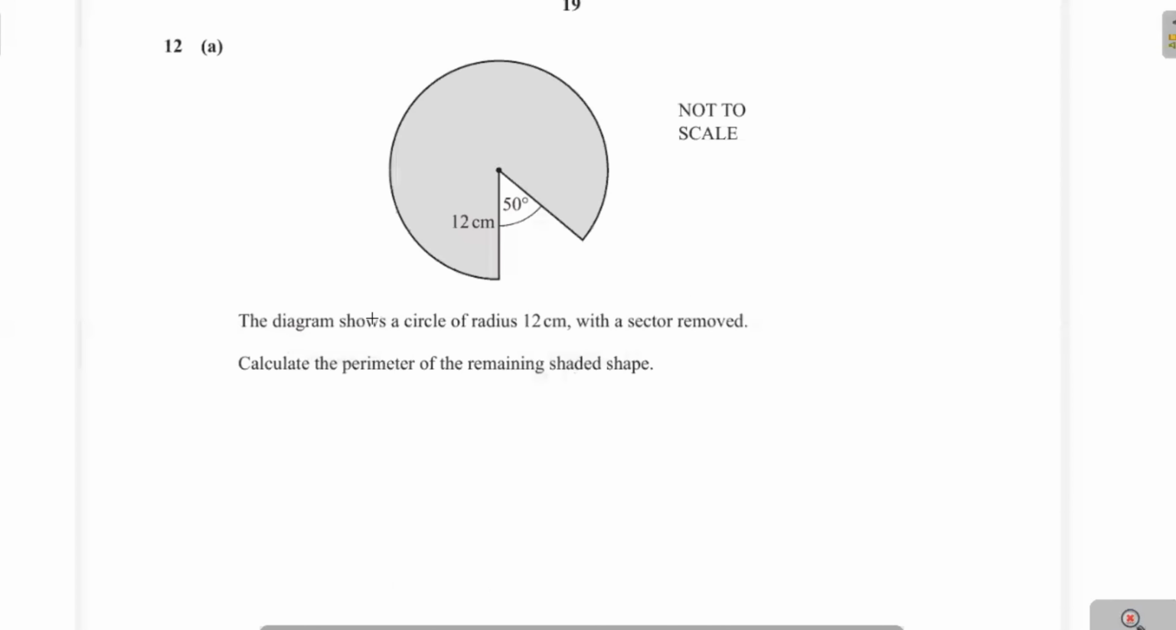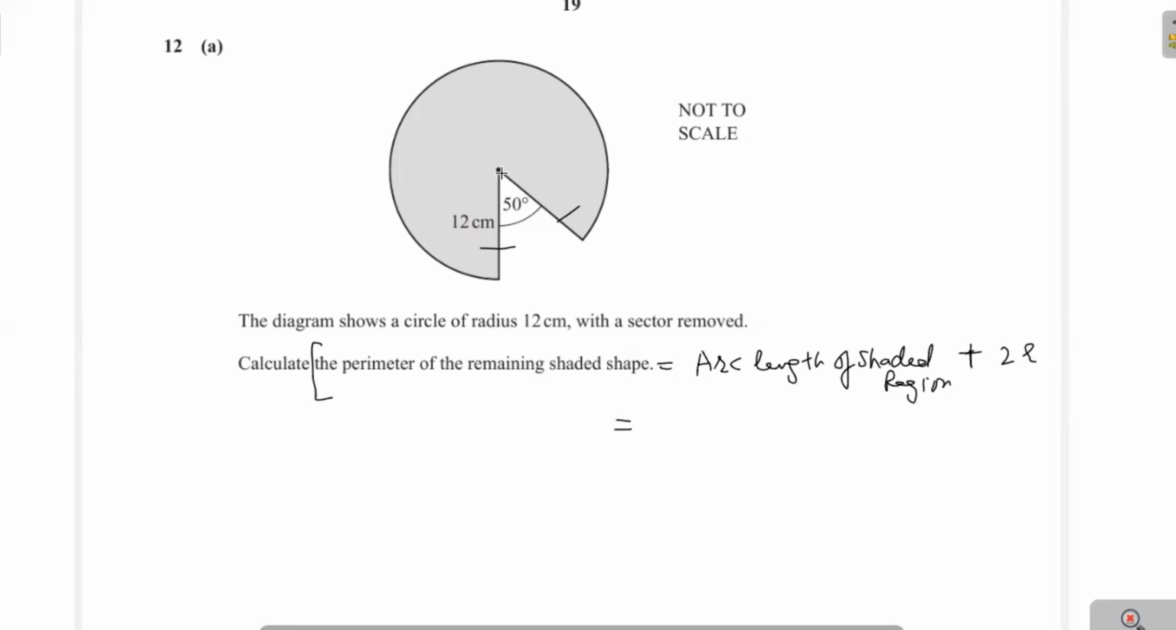Question number 12. The diagram shows a circle of radius 12 centimeter with a sector removed. Calculate the perimeter of the remaining shaded region. The perimeter of the shaded region will be equal to the arc length of the shaded region plus 2 radii, 2 into r.